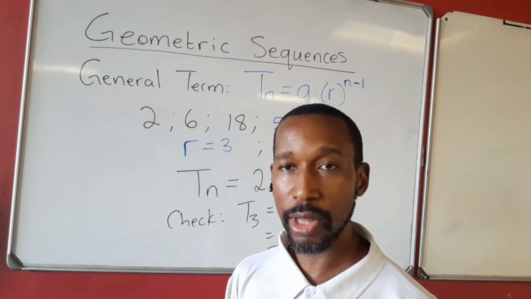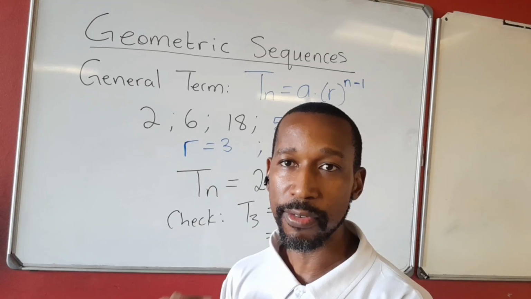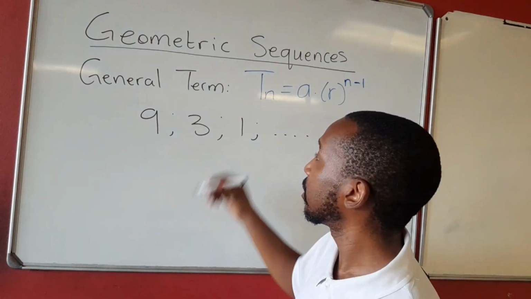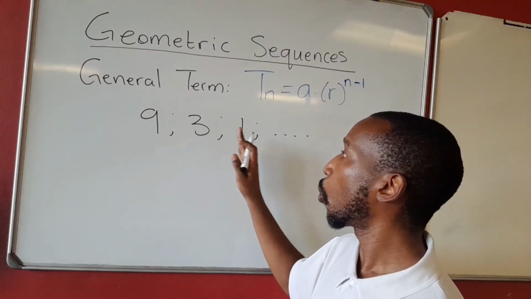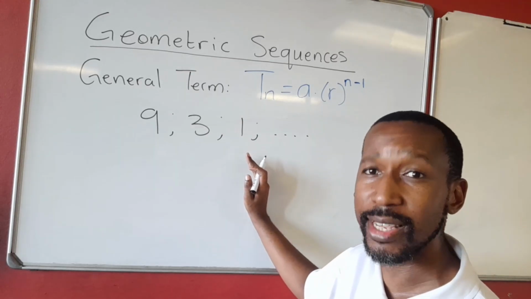Now I'm going to show you that even in the division cases, we actually treat it as a multiplicative pattern. Let's say that we are given the pattern 9, 3, 1. So this is the pattern that we have, and then we need to find out what is happening with this pattern.